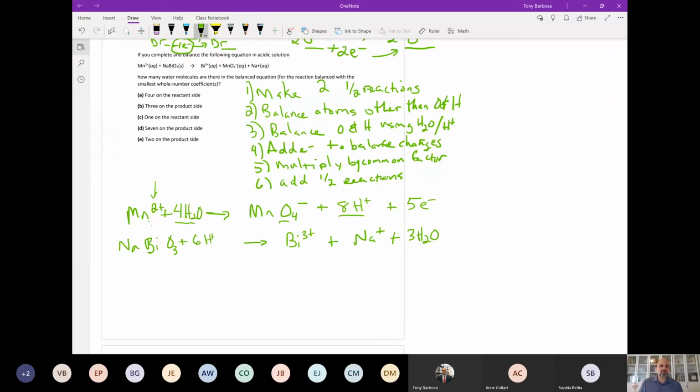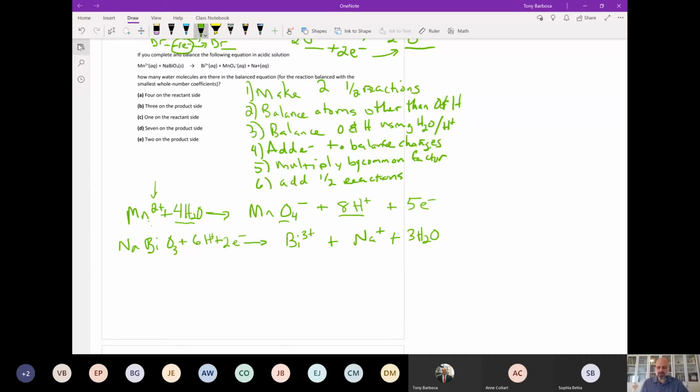And now we just add up charges, balance charges. So there are 6 positive charges on the left. There are 4 positive charges on the right-hand side. So we need to add 2 electrons to the left-hand side to make that 4 positive charges on the left and 4 on the right. So now we've balanced each of the half equations.